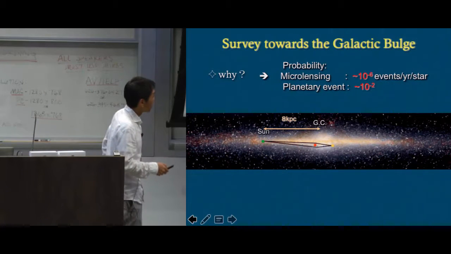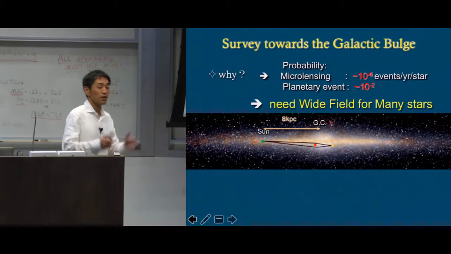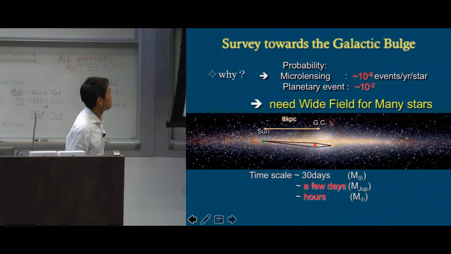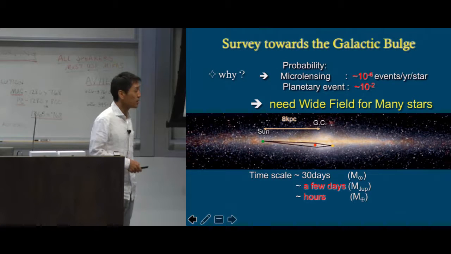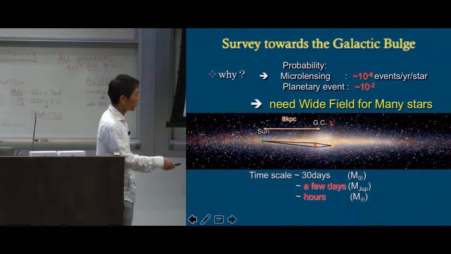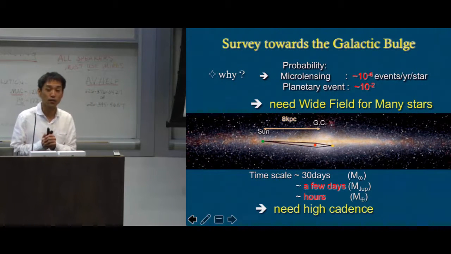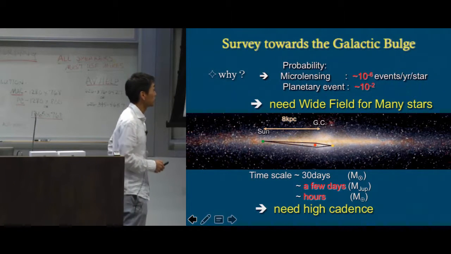So we have to monitor many stars by using a wide field. In addition, the time scale of a regular star event is about 30 days, but the time scale of a Jupiter mass object is only a few days, and only a few hours for an Earth mass planet. So we also need a high cadence. To meet such a difficult requirement, we need very wide-field observation like our telescope.